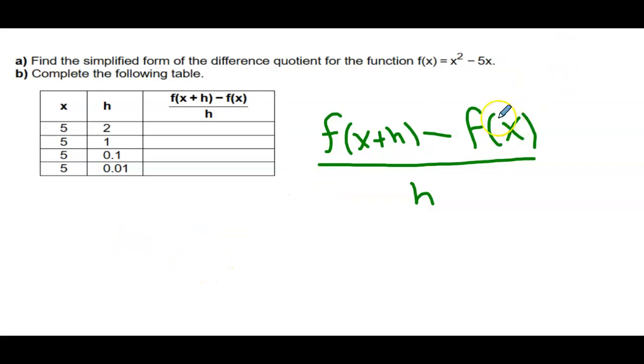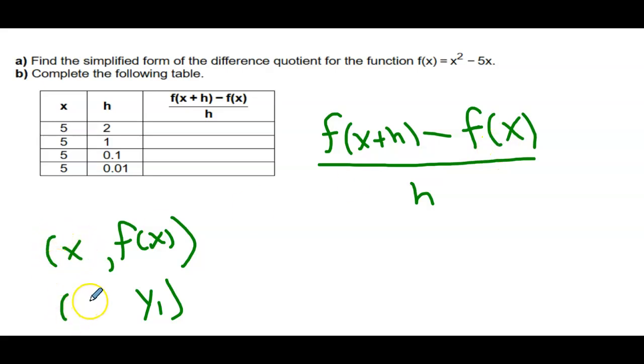So the function notation for that is f of x. This is like our one-point output, the y1, we could call it. The input is just x. So here's our ordered pair in function notation: x, f of x.